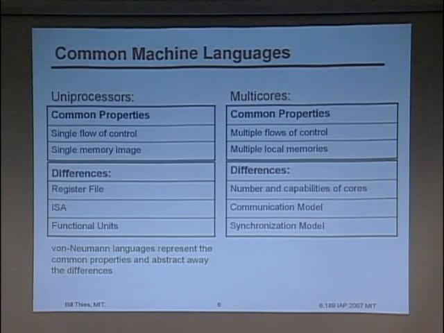Also, you need to hide some of the differences between the machines. So some cores have different capabilities. On Cell, there's a heterogeneous system between the SPEs and the PPE. Different communication models on different architectures, different synchronization models. So whatever common machine language we come up with, we'll have to keep these things hidden from the programmer.